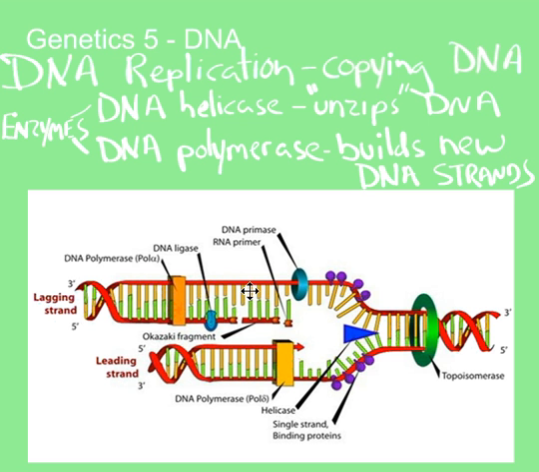What you end up with is two double-stranded DNA molecules that are identical to each other because of the rules that A has to go with T and G has to go with C. There's only one way that it can go back together, and you end up with two identical copies of the original DNA molecule.